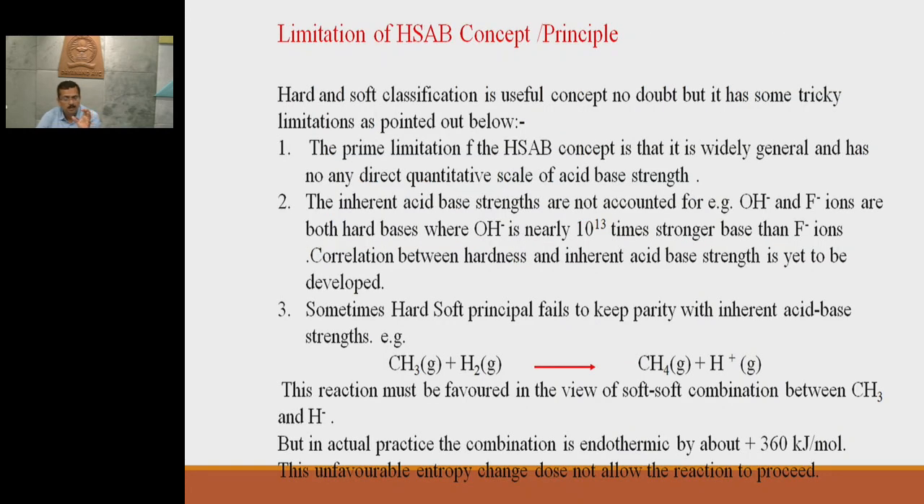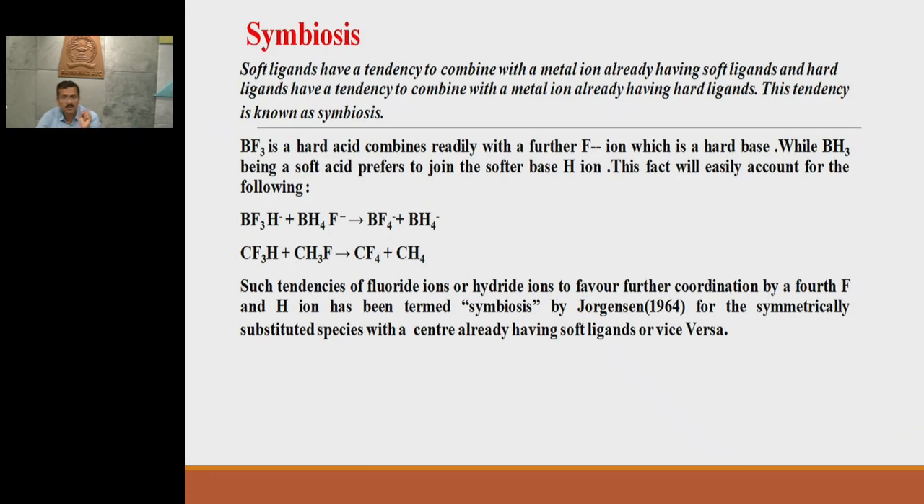Then with these ideas, lastly we come to the limitations. The limitations of the HSAB concept are of different types, because the strength of acids is not accounted for, and it fails to keep parity with acid and base strength. So there are some practical limitations with respect to the HSAB concept, but it gives a major breakthrough with respect to these ions.